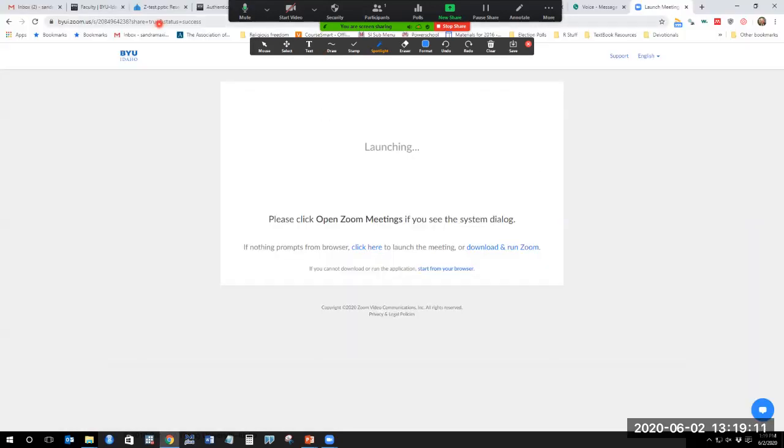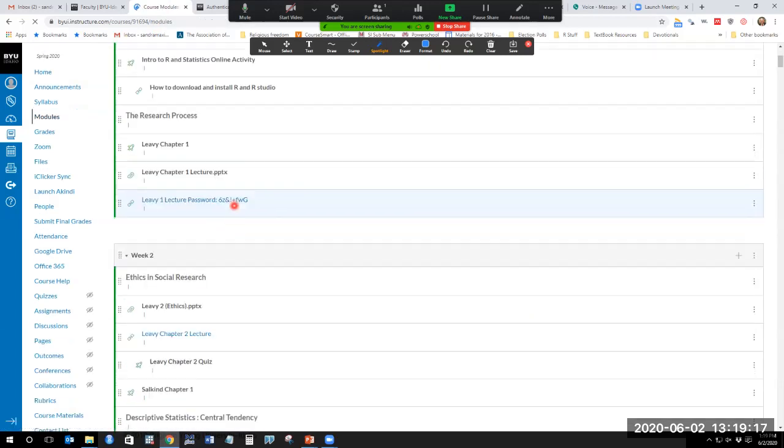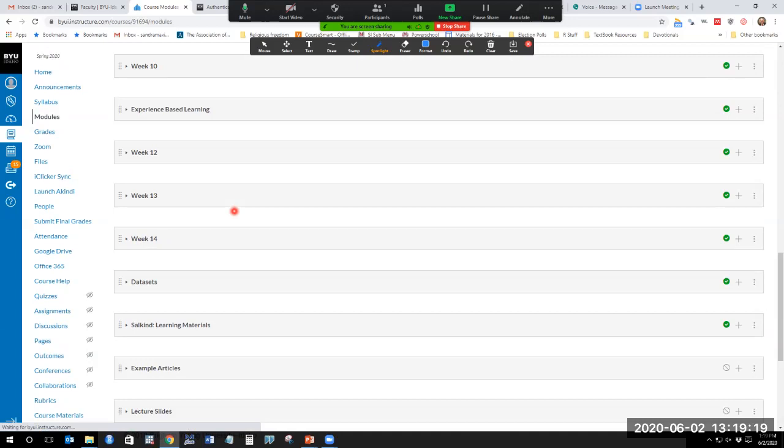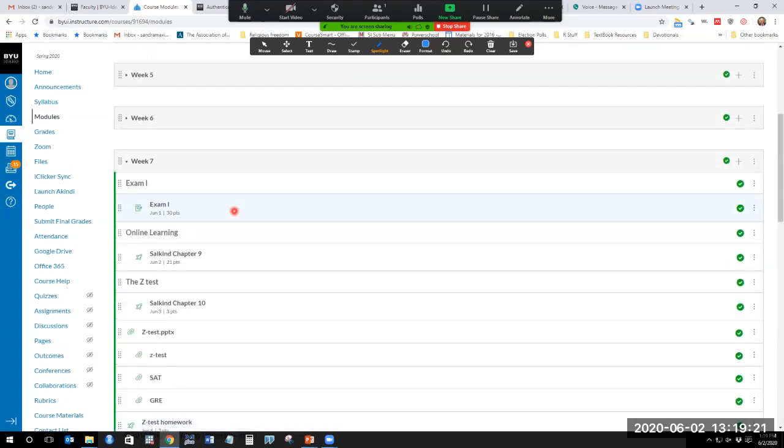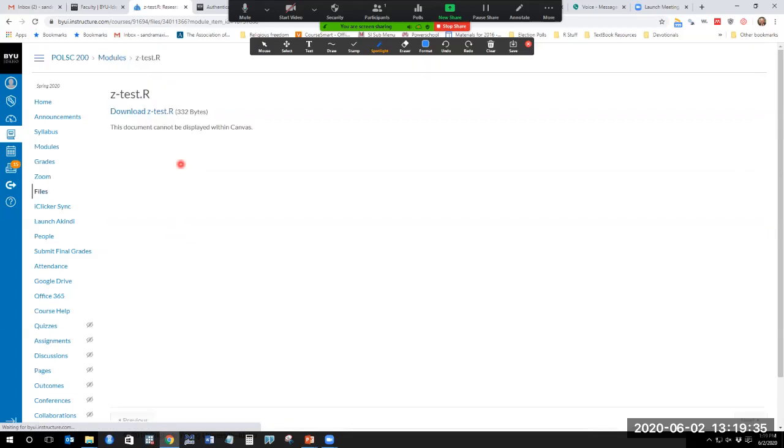Hopefully these will get a little bit easier for you, but if you go to modules, and then you go to the one that we're on, so this would be week 7. Here we have the z-test. There's a quiz you'll take. Here are the lecture slides that we're using, and then right here is the R code. This is a data set, and that is a data set. This is your homework.